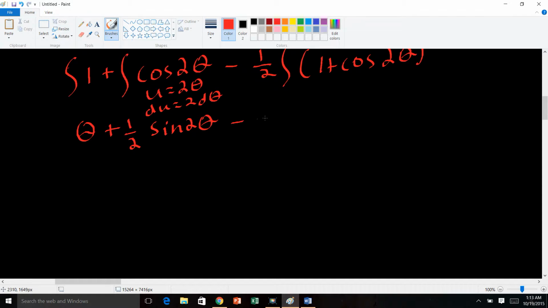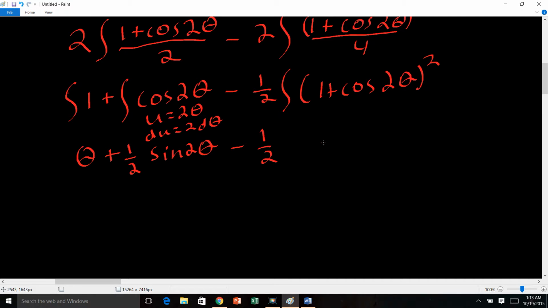And minus, yeah, I know there's plus C's to all these, but the C's will all group together at the end. Minus 1/2, and remember this is this term here squared, so let's go minus 1/2 integral, and let's go ahead and FOIL this out. Cosine squared 2 theta plus 2 cosine 2 theta plus 1.